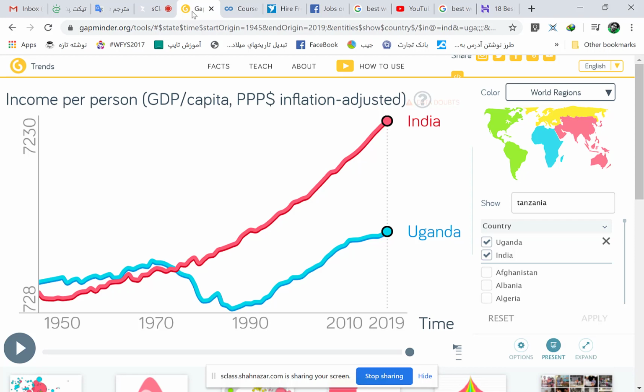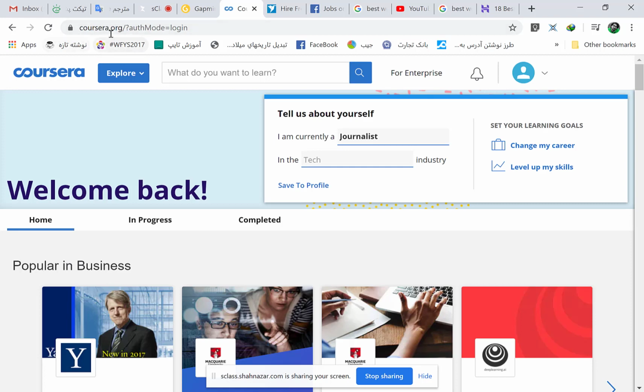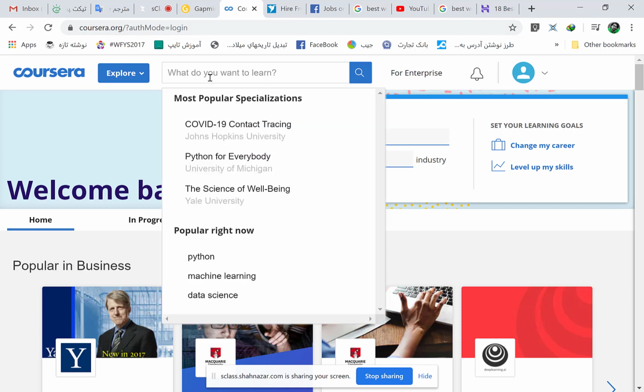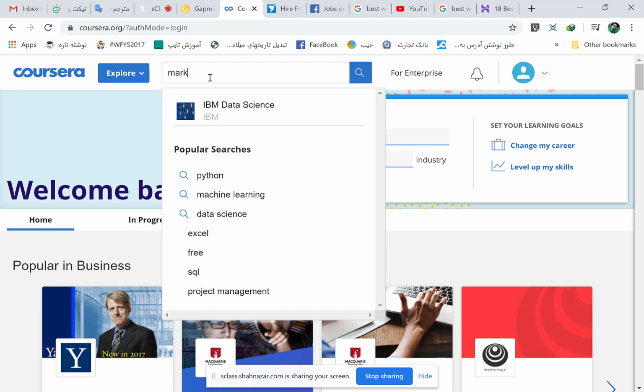Most of the jobs nowadays are IT jobs, and most of them, for example, programming and designing a website and something like that. And this kind of skills, they are accessible for anyone. For example, look at this website. It's coursera.org. You want to know something, for example, about marketing.